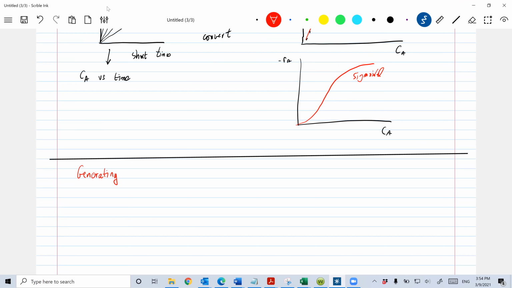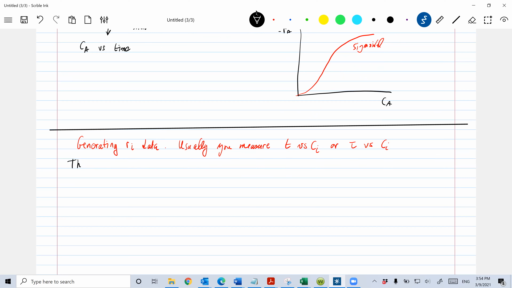So the next step is generating RI data instead of minus RA, to make it generic. RI data, because usually you measure, as I said before, time versus CI or tau versus CI. So that's what you usually measure. So there are 3 ways to convert to rate data.